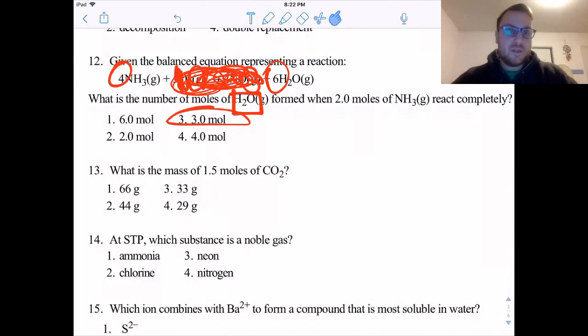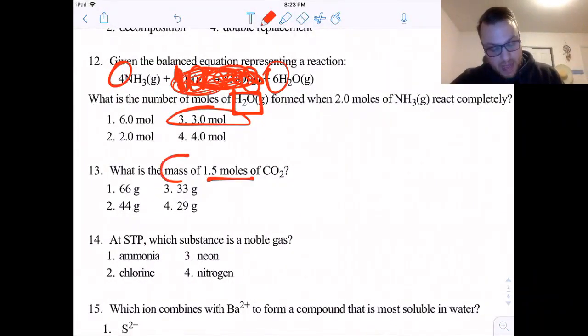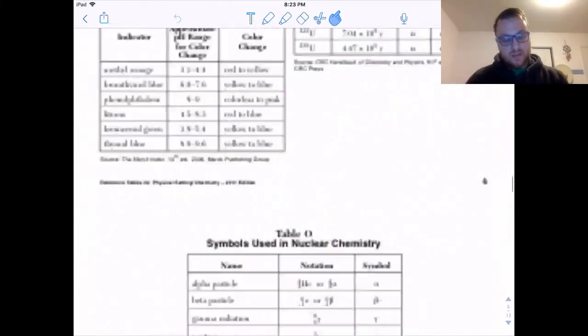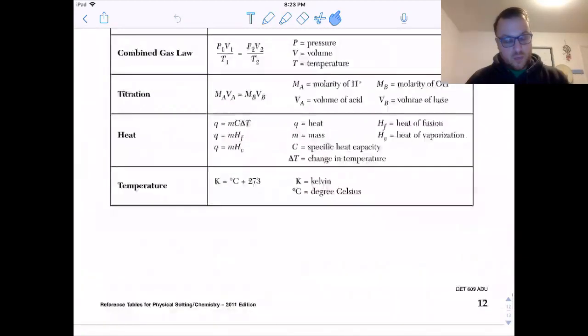All right. 1.5 moles, mass. So there's 2 equations on the reference table that have the word moles in it. If it has mass in it as well, you're probably going to gravitate to the moles formula, because the moles formula has the word mass. And if you don't know the unit for mass, it's usually going to be grams.